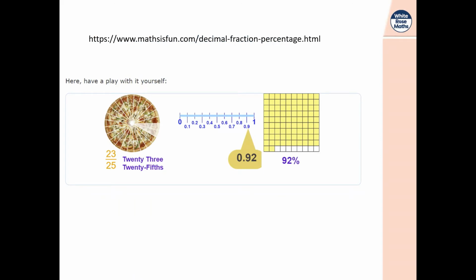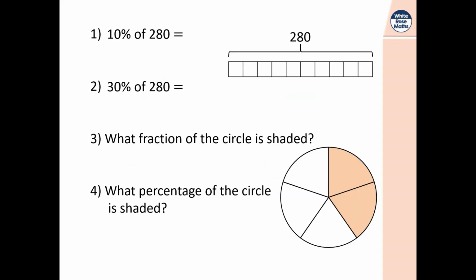Here you can have a go. If you go onto Maths is Fun, there's a link there. You can have a go, and it's also in the Google Drive in the classroom for this week. You can have a go at working out the equivalent decimals and fractions and percentages on there. You can see 92%, 92 out of 100, 0.92, and that is the same as 92 100ths or 23 25ths. So you can have a go at these at home.